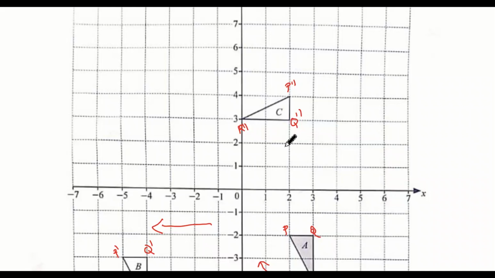rotation. We've gotten the name, that is rotation. We need to get the center of rotation, and we need to get the degree and the direction of the rotation. To do this, the first thing we need to do is to get the center of rotation. To get the center of rotation, you have to join two corresponding points together and bisect them. You look for another pair of corresponding points, join them together and bisect them as well. Where the perpendicular bisectors of the two lines meet is the center of rotation.